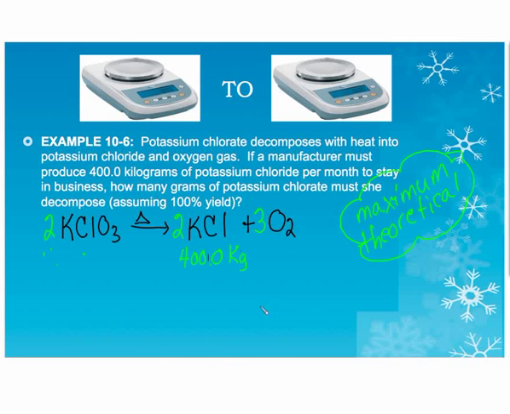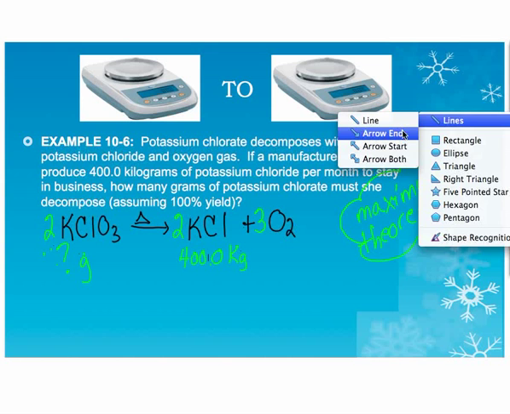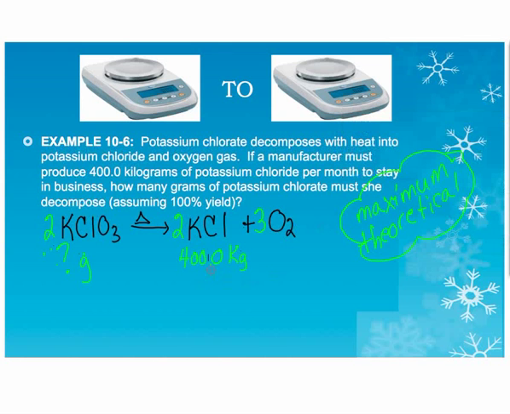In order to make a certain amount of money, to be able to make my payroll, I need to make 400 kilograms of KCl. So what do I need to start with? How many grams? Now, we can't go directly mass to mass. There's no shortcut here. We have to use our mole ratio.